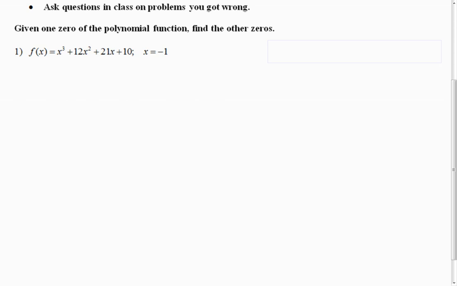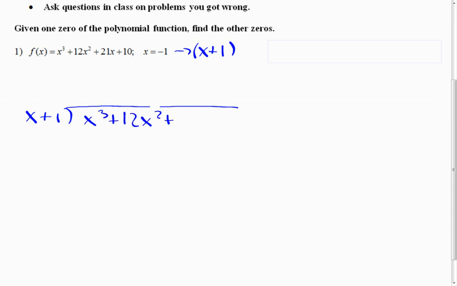So that means that this is going to end up being x plus 1. So that's going to be my divisor. You know, I'm going to do that sideways, I think. So then I've got x cubed plus 12x squared plus 21x plus 10. Match up the x to x cubed, so I need an x squared there.